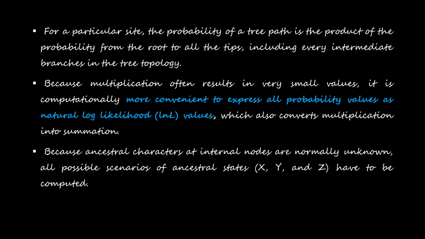Because ancestral characters at internal nodes are normally unknown, all possible scenarios of ancestral states X, Y, and Z have to be computed. So here everything is happening with the help of the model. And since multiplication leads to very small values, they are using natural log likelihood values as the probability values. Then they use this data to form the different tree topologies, and choosing the best out of them is the final step.